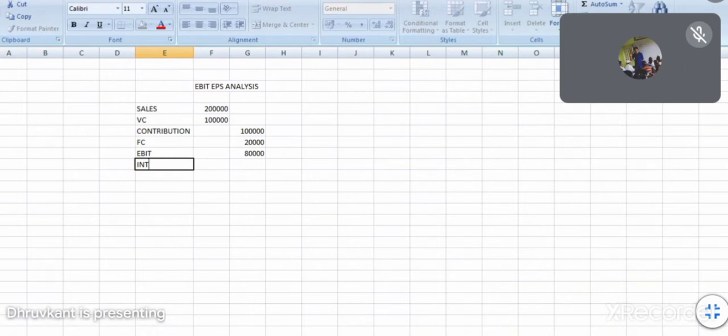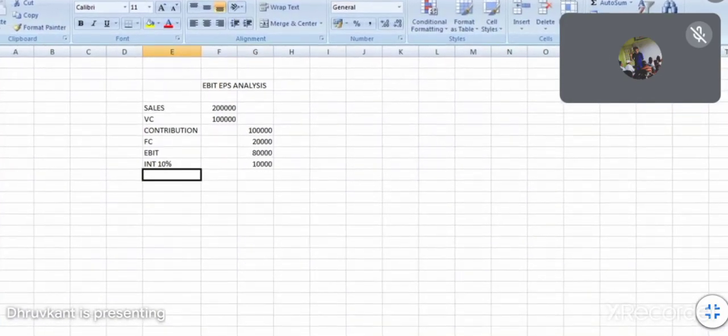Interest is always calculated on the face value of debenture. Suppose we have a 1 lakh debenture and its rate of interest is 10%. Rate of interest has no relation with your EBIT. Interest amount is not affected by your EBIT. It is a compulsory payment. So if your debenture is 1 lakh and the rate is 10%, you have to pay 10,000 as interest. Clear?